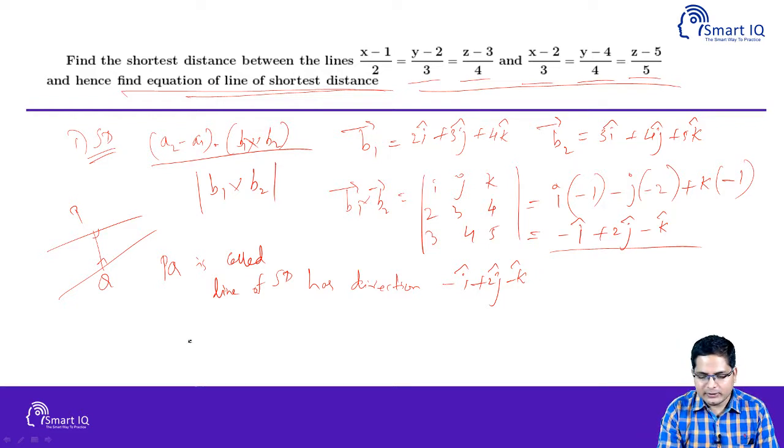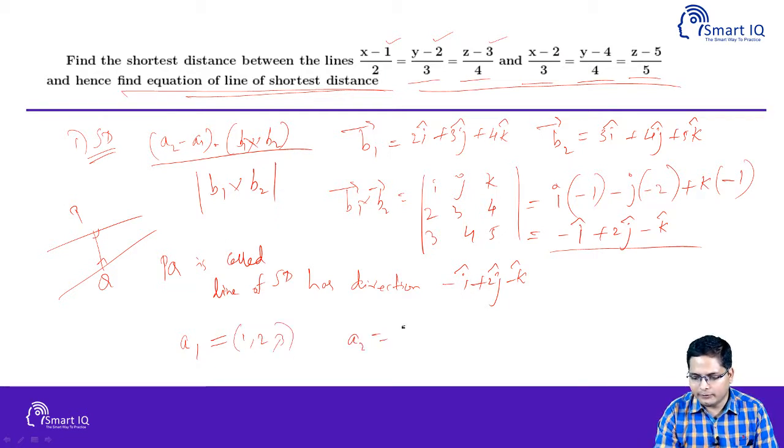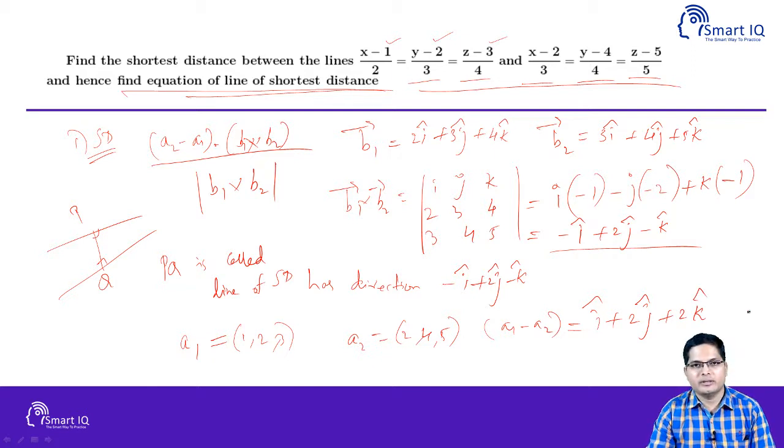What is A2 minus A1? A1 is basically the point on line 1. What is the point? 1, 2, 3. X naught is 1, y naught is 2, z naught is 3. So 1, 2, 3. And what is A2? 2, 4, 5. Is it not? So just subtract A1 from A2, or A2 minus A1, because anyway mod is there. So I get a vector. What is that vector? You subtract like this: 2 minus 1, i cap plus 2 j cap plus 2 k cap. This one. Okay.